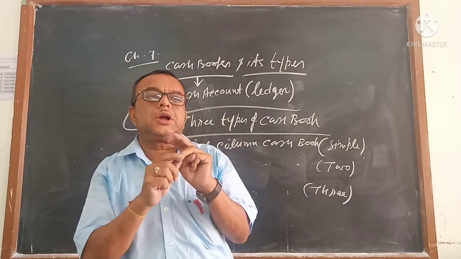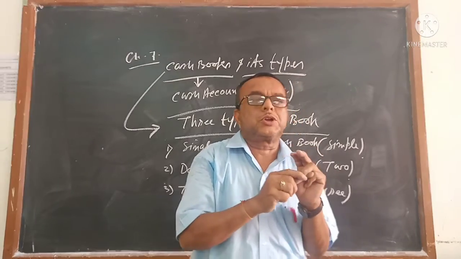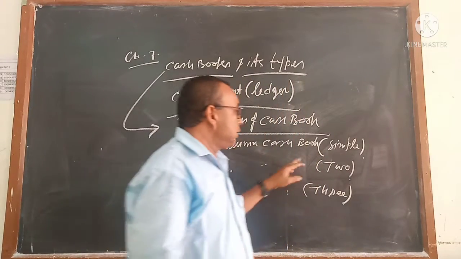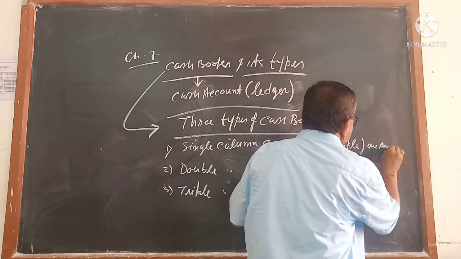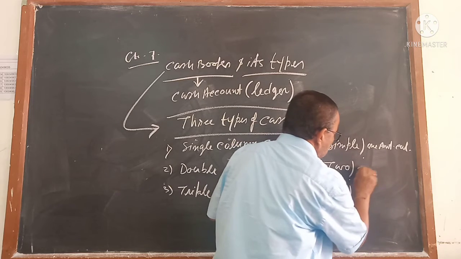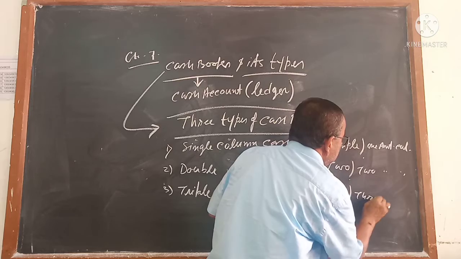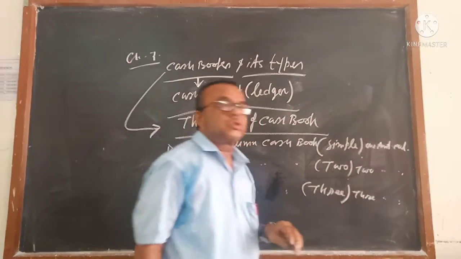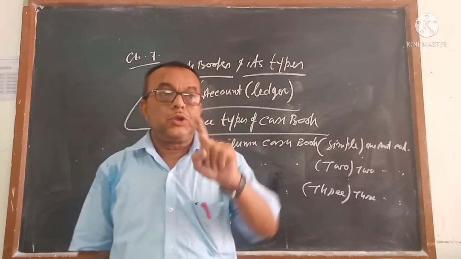There you will understand how you are doing the single column cash book, double column cash book, or triple column cash book. Only you keep in mind, single column means only one amount column. Here two amount columns. Here three amount columns. So single column means the amount column will be one on one side.